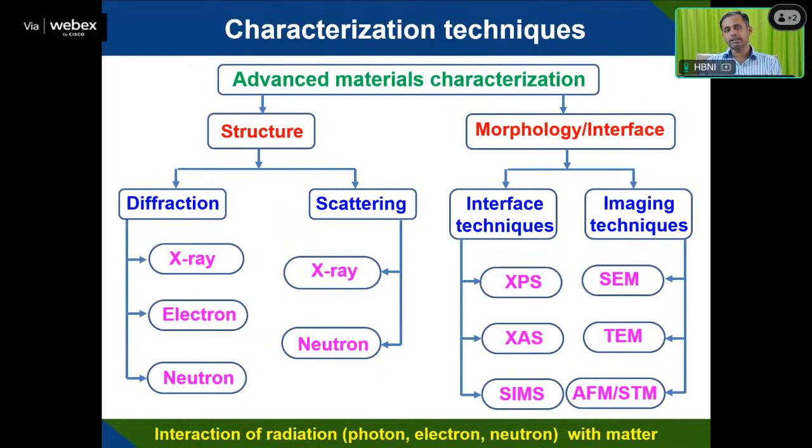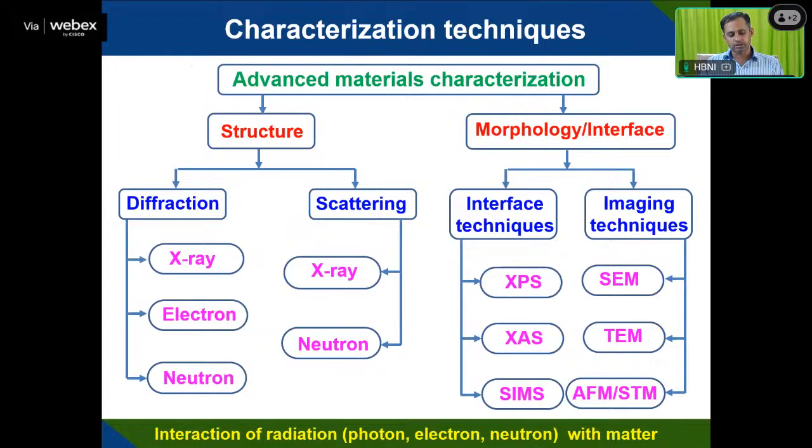The imaging techniques mostly use electron microscopy, like scanning electron microscope SEM, transmission electron microscope TEM, or even AFM, atomic force microscopy, or scanning tunneling microscopy. Those microscopic techniques are used to know structural information, especially the morphology, as well as the shape and the topography of the material.